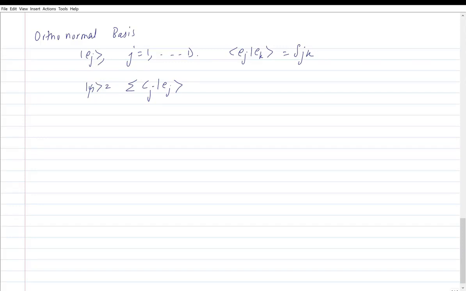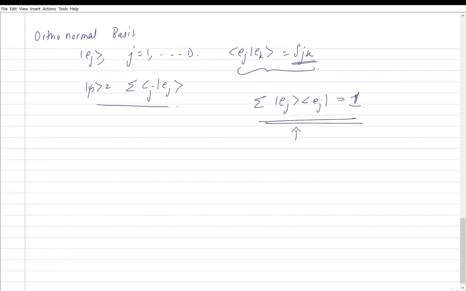And one can express any vector in that particular basis. This is the condition for orthonormality, that the inner product gives the Kronecker delta symbol. I hope everyone's familiar with the Kronecker delta symbol. Since it's an orthonormal basis, I have a useful identity. This is the identity operator. This is a very useful identity, and we'll be heavily using it.